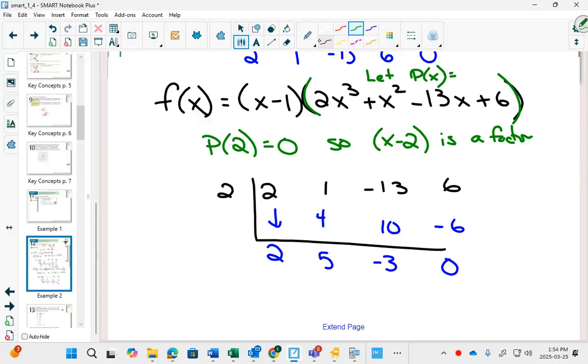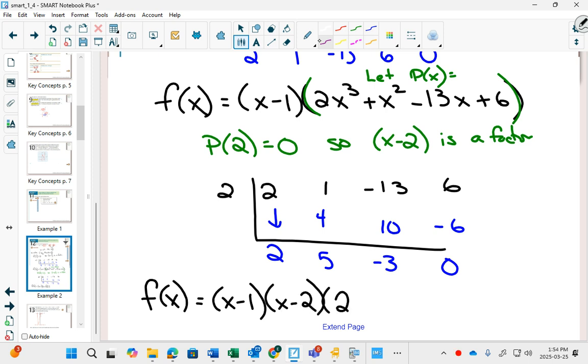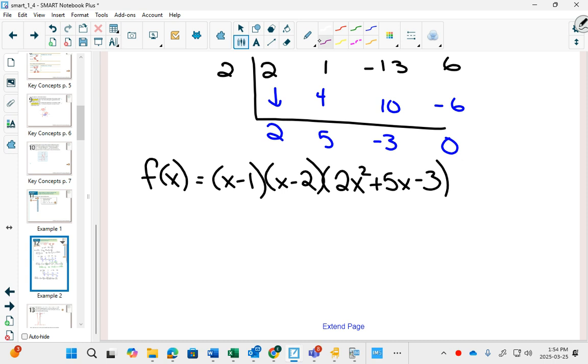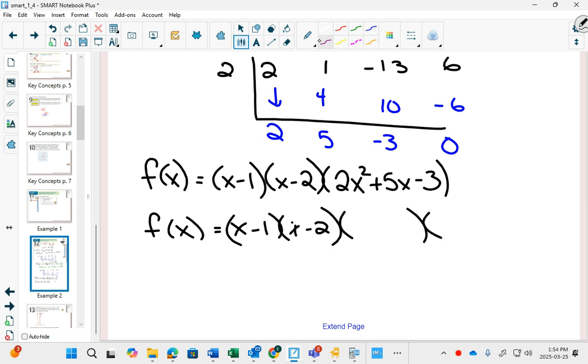Now I'm going to rewrite my division statement for f of x. f of x is equal to, we already found out x minus 1 is a factor. Now we found out x minus 2 is a factor, and we were left with 2x squared plus 5x minus 3. And now that we have a quadratic, we can go to our simple factoring.